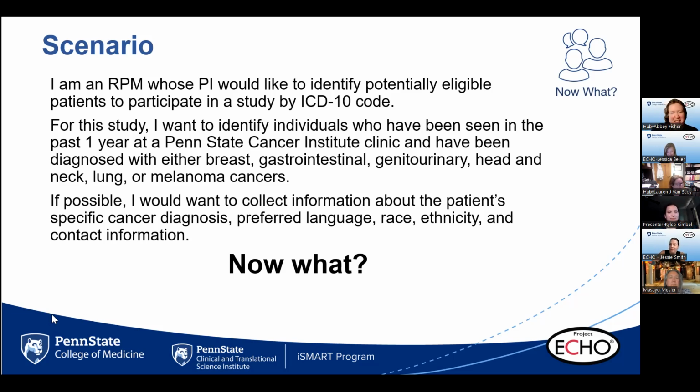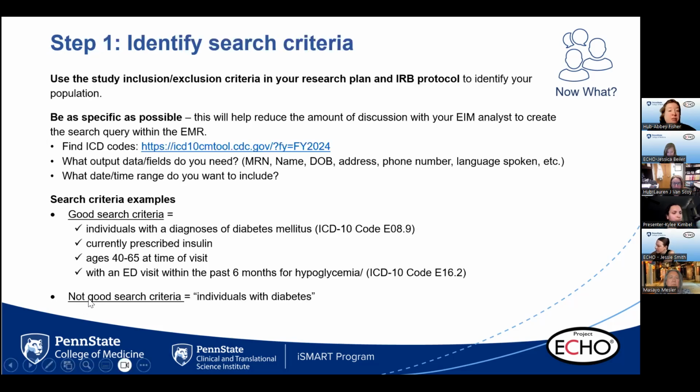So we're going to go through the scenarios. Basically, the first thing that you want to do, and there is a lot of information on these slides. I'm not going to go through every single word on here, but this, along with the SOP that we'll provide to you, is a good tool to do a step-by-step of how to get your data. So the primary thing that you want to make sure that you have in place before you reach out is your actual search criteria. You can do that a couple of ways. One, if you have inclusion/exclusion criteria in your research plan and IRB protocol, you can use that to identify the patient population that you're looking for. If you haven't done that yet, you should do that first. And then also be as specific as possible.